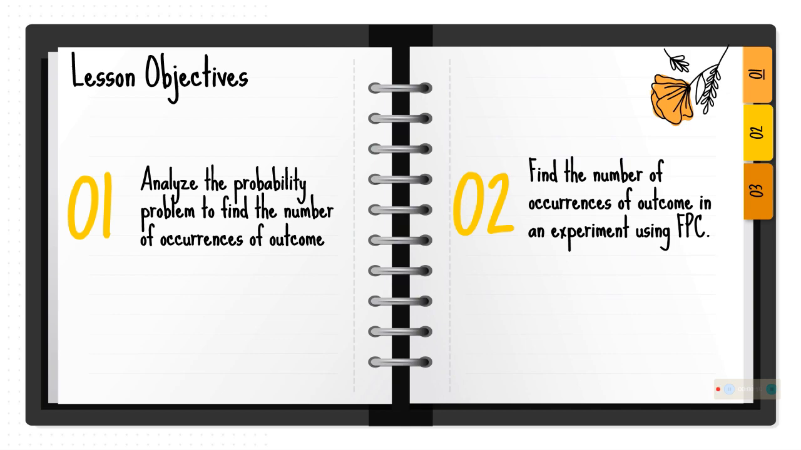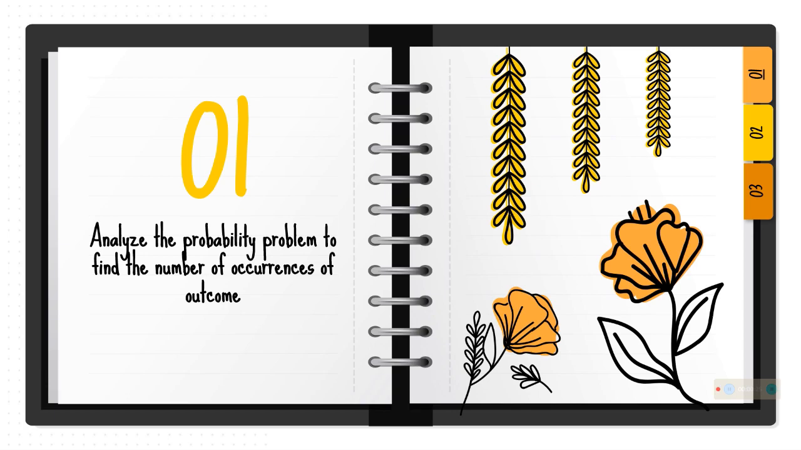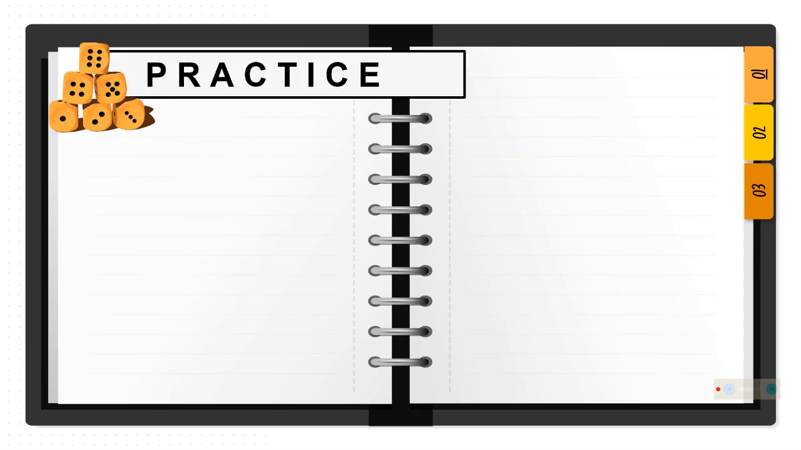So for our lesson objectives, we have: analyze the probability problem to find the number of occurrences of outcome, and find the number of occurrences of outcome in an experiment using the FPC, or fundamental principle of counting. So let's focus on the first objective.